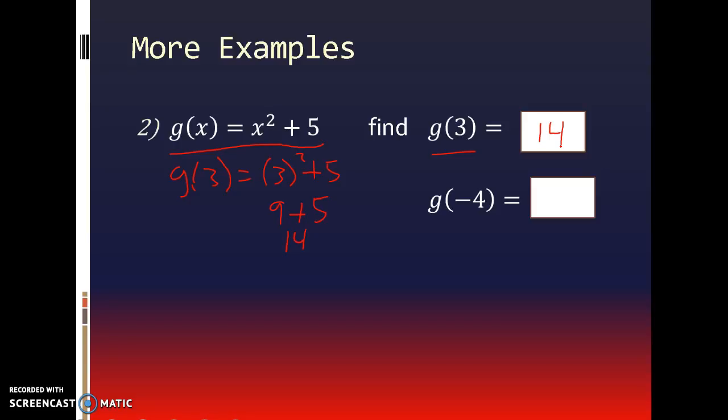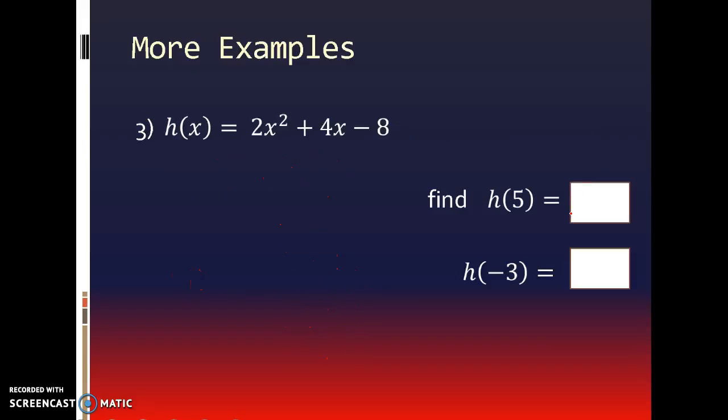Hopefully you tried g of negative 4, and hopefully this is what you came up with. G of negative 4 is equal to not x squared, but negative 4 squared plus 5. So we're just going to take negative 4 and square it. That's negative 4 times negative 4, which is positive 16, because it's a negative times a negative, plus 5. And 16 plus 5 is 21. So g of negative 4 is 21.